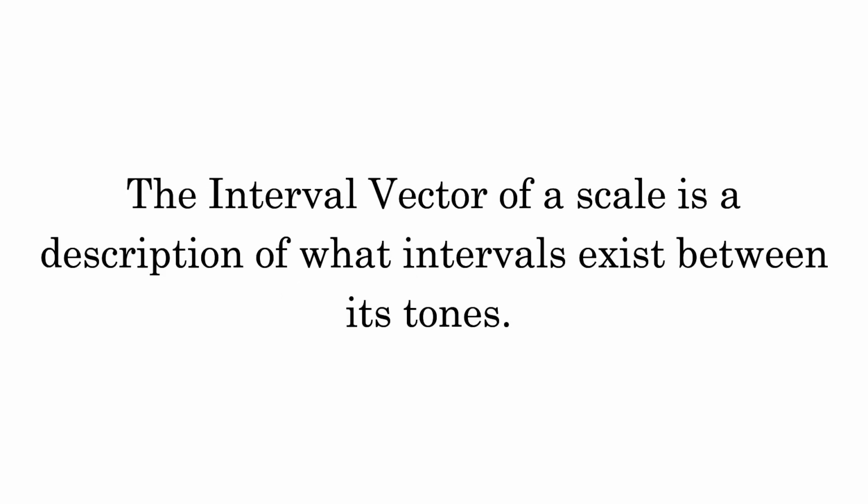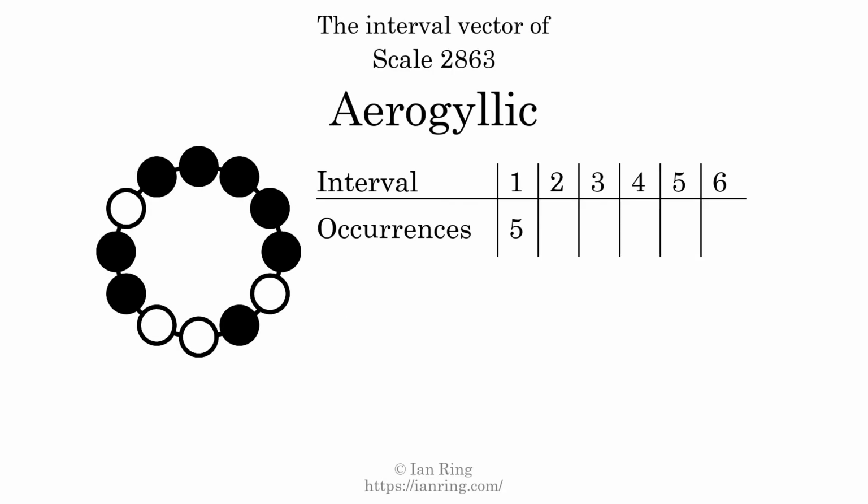The interval vector of a scale is a description of what intervals exist between its tones. There are 5 intervals with the size of 1 semitone. They are here, here, here, here, and here. There are 5 intervals with the size of 2 semitones. They are here, here, here, here, and here. There are 6 intervals with the size of 3 semitones. They are here, here, here, here, here, and here.